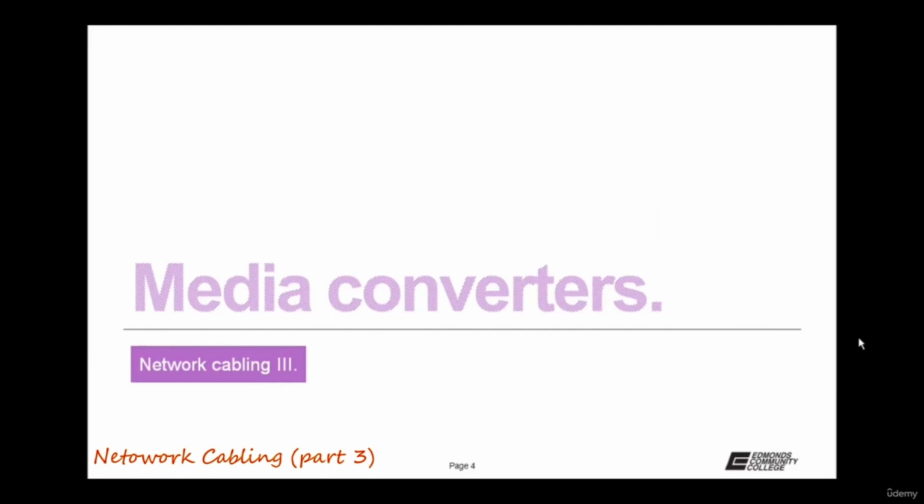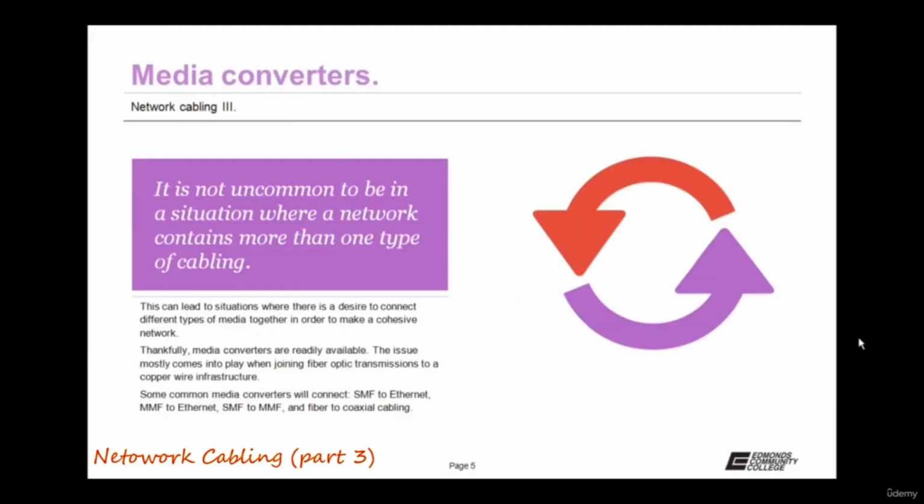I will begin by discussing media converters. It is not uncommon to be in a situation where a network contains more than one type of cabling. This can lead to a situation where there's a desire to connect different types of media together in order to make a cohesive or single network. Thankfully, media converters are readily available. The issue of trying to connect these disparate types of transmission together mostly comes into play when you're trying to join a fiber optic transmission to a copper wire infrastructure.